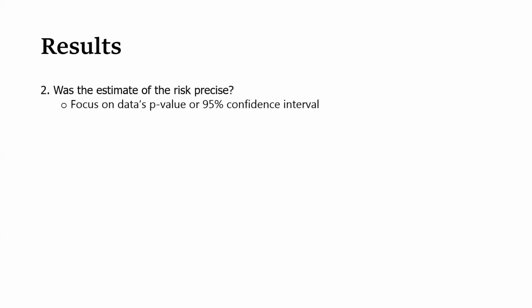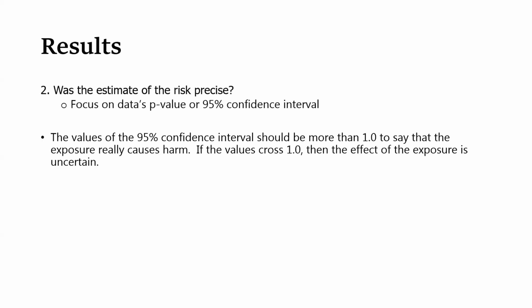It's not enough to know the magnitude of the effect of the exposure. We need to know if that result is precise. The 95% confidence interval means that you are 95% sure that the true value of the RR or OR lies in that range. The values of the 95% confidence interval should be more than 1 to say that the exposure really causes harm. If the values cross 1.0, for example, 0.8 to 1.1, then we don't really know if the exposure is harmful or protective.